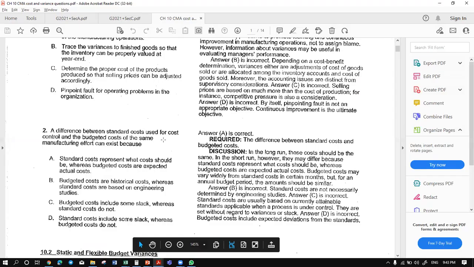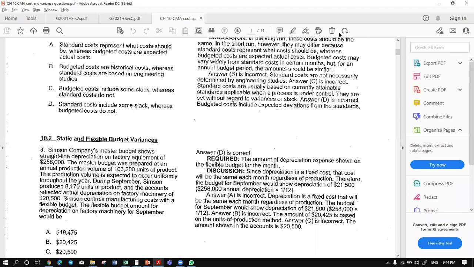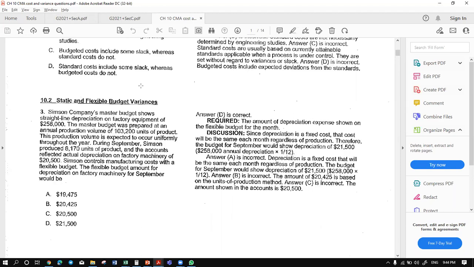Or in simple words, this question is very, very important. Remember the distinction between standard cost used for cost control and budgeted cost of the same manufacturing, right? Standard cost is used for cost control, we have already set our standard, and that is standard cost. Budgeted cost is based on the actual. Okay, so remember this: static and flexible budget variance. So can you try to solve this question?